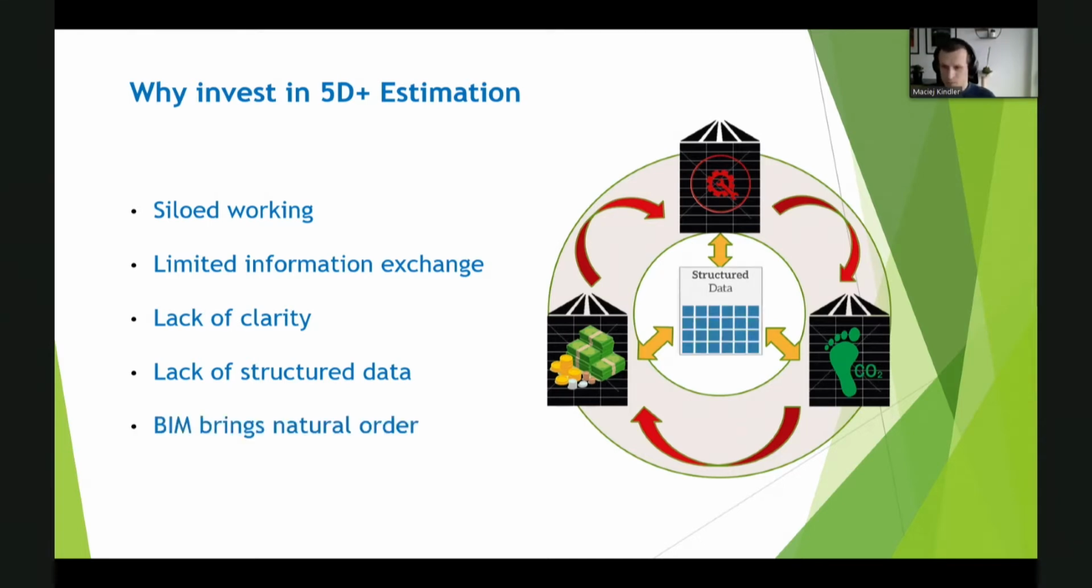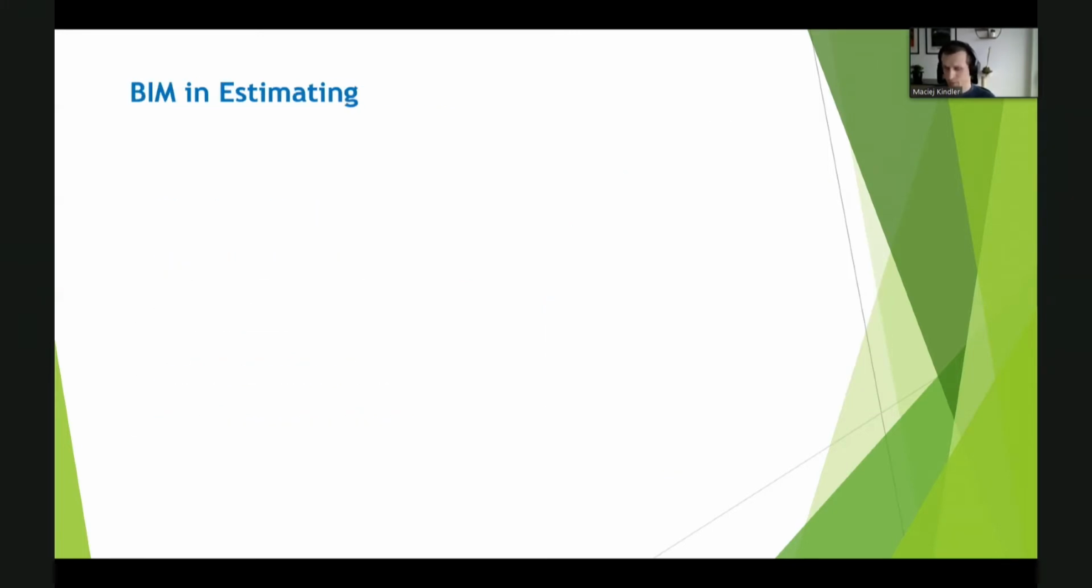Bringing BIM into this process brings a natural order into it, because BIM, in its essence, starting from a BIM object, which has a rich data layer with a lot of attribution, is structured from the very beginning. If you build your processes starting from that point and semi-automate certain steps in it, you will interconnect them and create a more cohesive and more structured database.